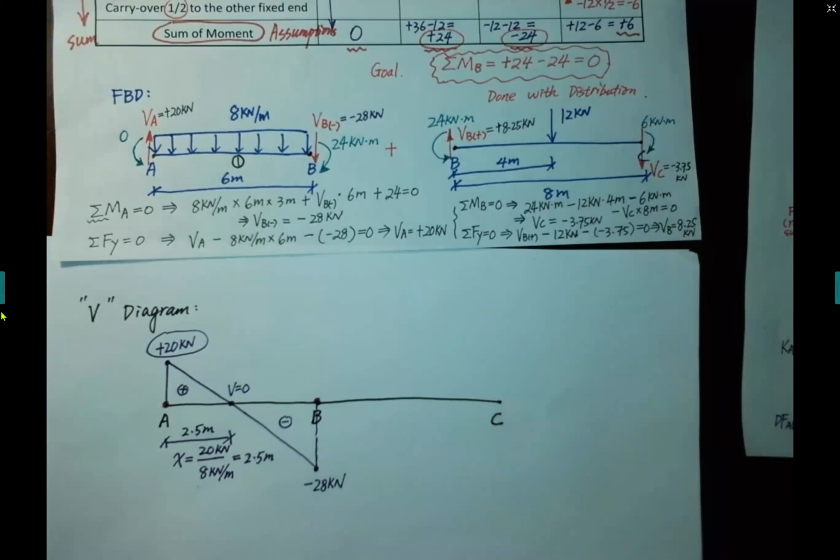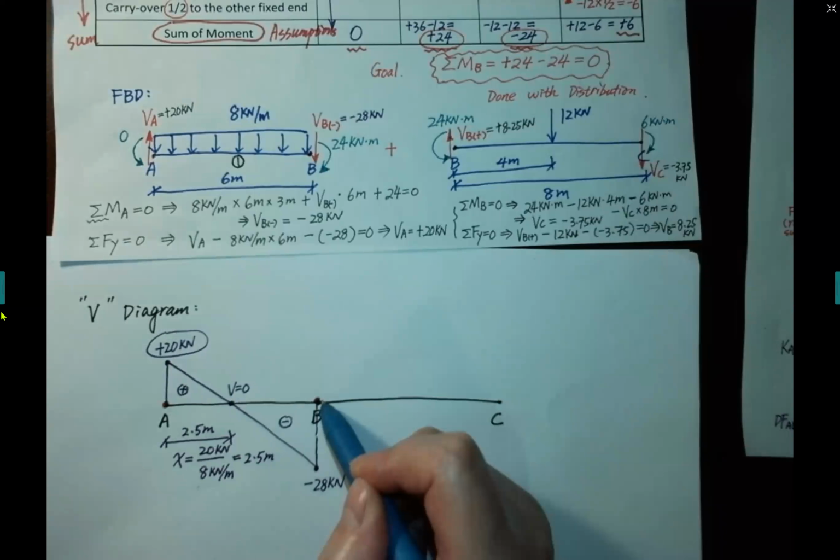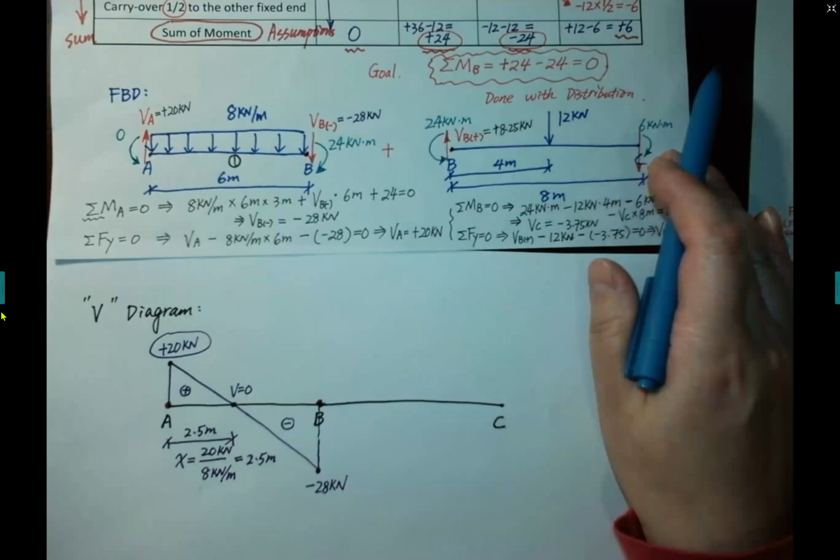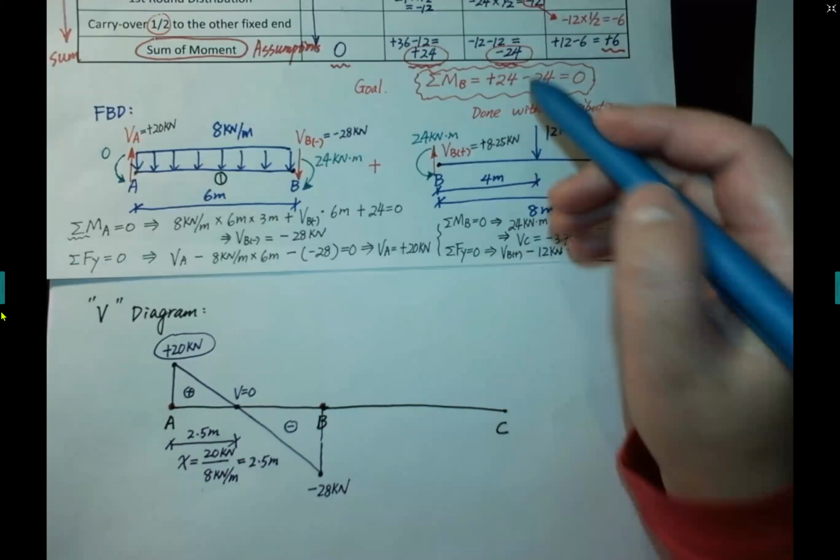Now let's take a look at the segment BC. For segment BC, just past support B, it is positive 8.25.